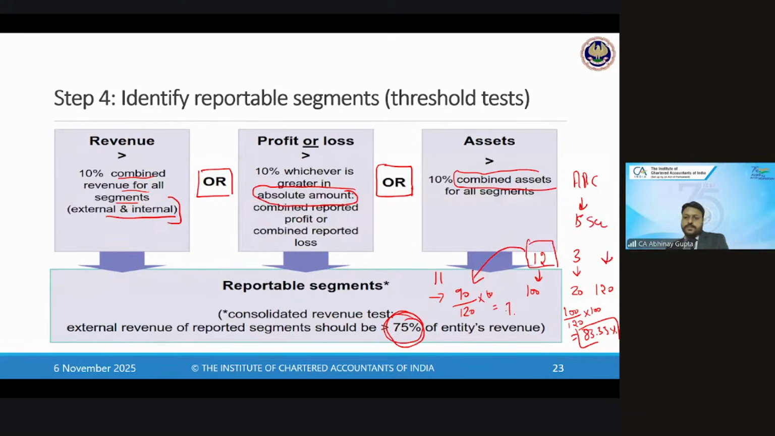75%, exactly, right? Now the standard says that the revenue of reported segments should be greater than, more than 75%. So in this case, because I am sitting exactly on the borderline of 75%, it is a judgmental call for the management to report 11 or 12. But if we go strictly by the rule, what is the ideal number which we need to disclose? The 12 only. Correct?